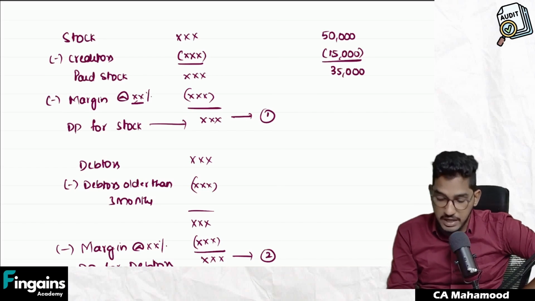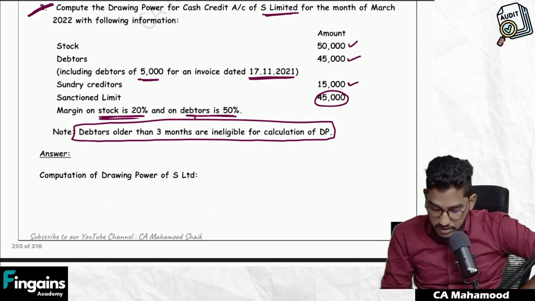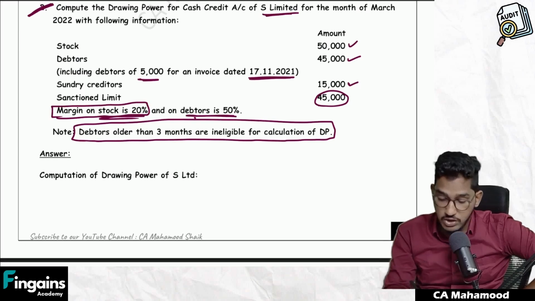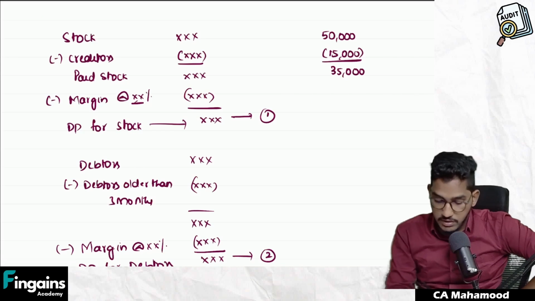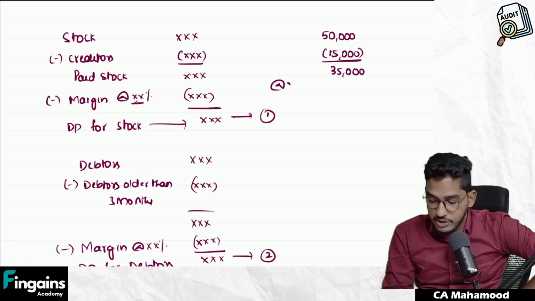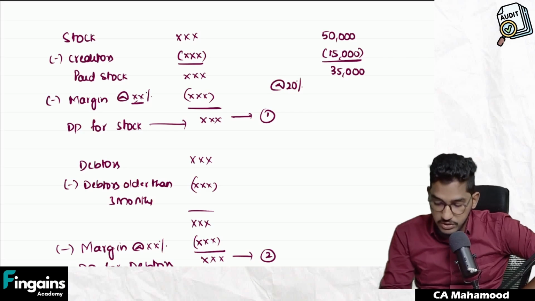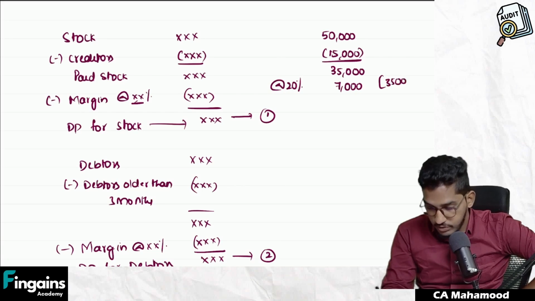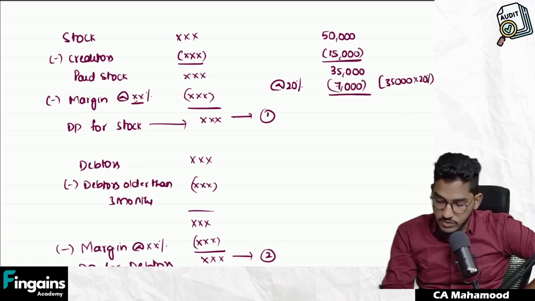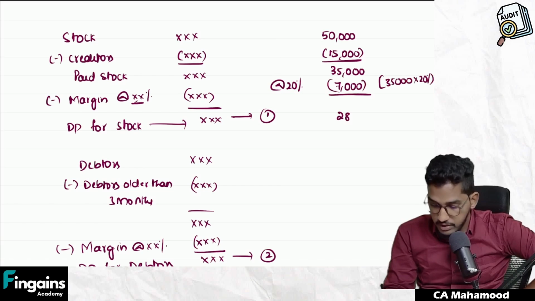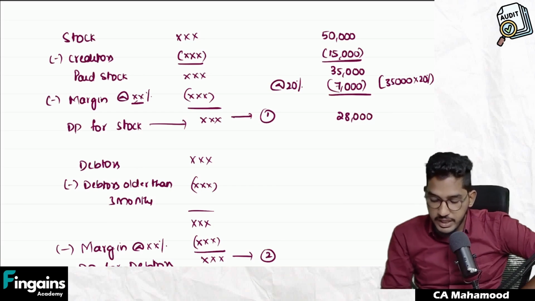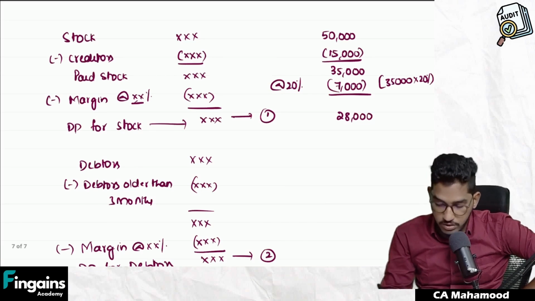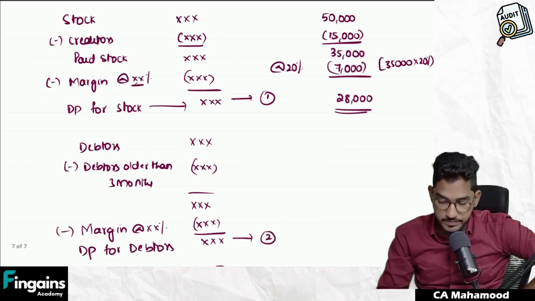From this I have to reduce margin. What is the margin on stock? They say margin on stock is 20%. Which means in this figure I have to calculate 20%. On this figure it will be 7,000 rupees: 35,000 into 20%. If you reduce this, the figure you get is 28,000. This 28,000 is the drawing power for stock. On the basis of stock, this is your drawing power.